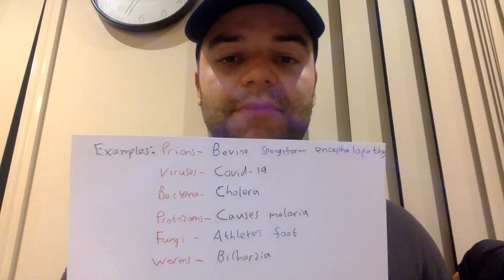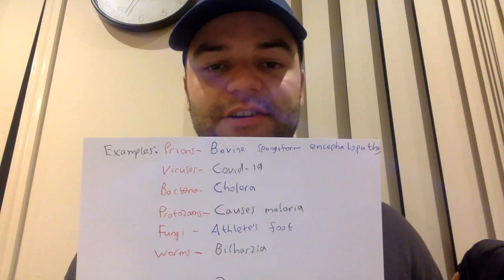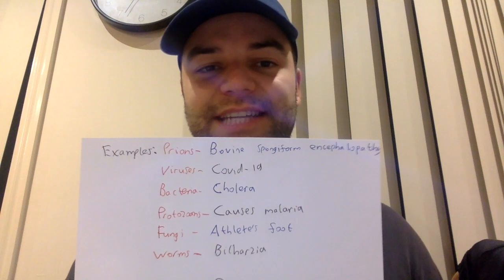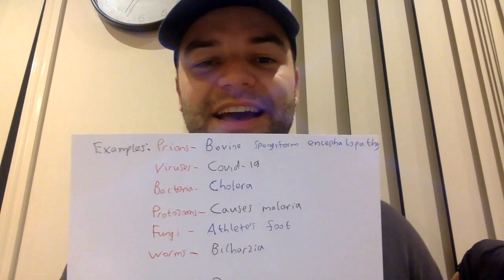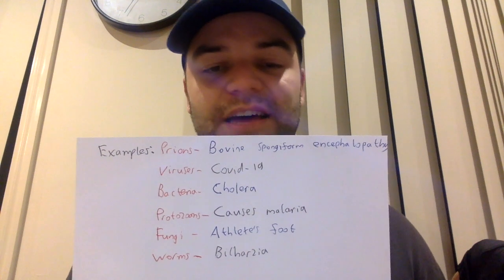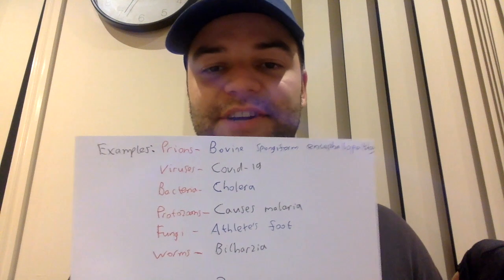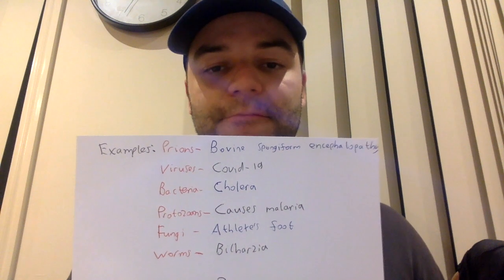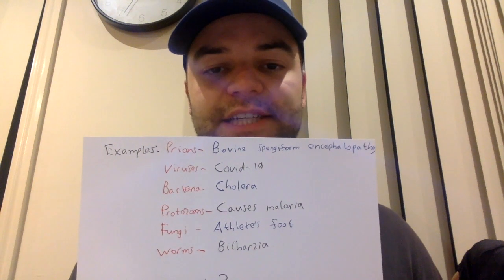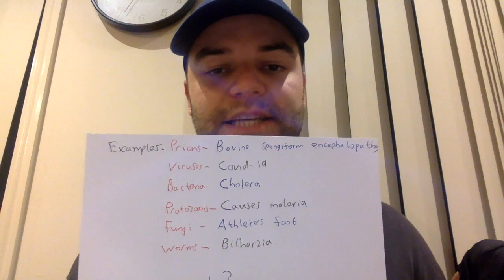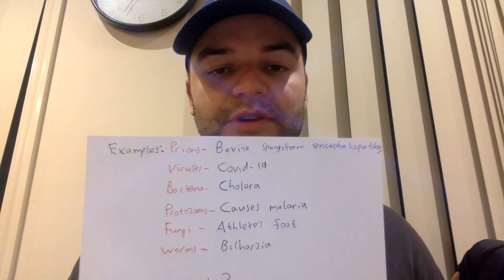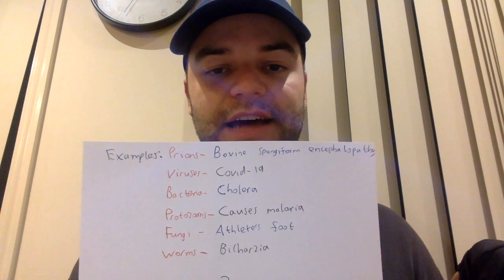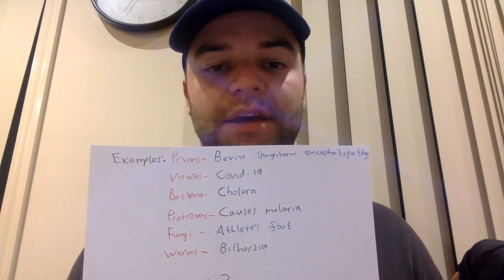Just as an example of each one, so prions, the example would be mad cow disease, which I couldn't pronounce earlier. Viruses, loads of examples, but COVID-19 is the very topical one at the moment, which is an example of a coronavirus. Bacteria, cholera, which you may have heard of, it causes severe diarrhea. That's caused by a bacterium.